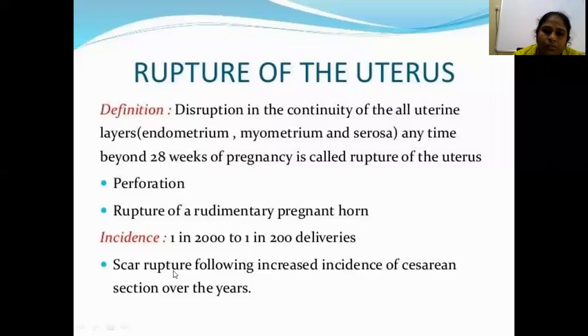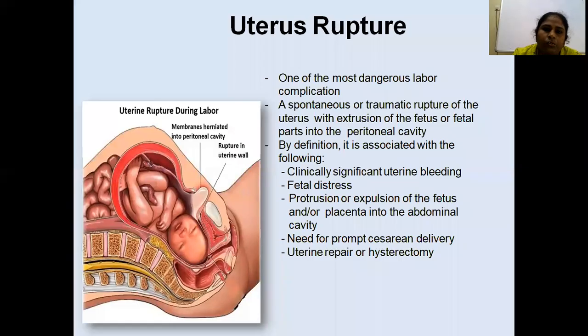Usually scar ruptures, that is cesarean scar: in the previous pregnancy she has undergone a cesarean, so there will be a scar over the uterus that ruptures in the next pregnancy, that is called scar rupture. Nowadays, because of the increased incidence of cesarean sections, the incidence of scar rupture has increased. So uterine rupture is a very dangerous labor, the most dangerous labor complication. It can be spontaneous or traumatic with extrusion of the fetus or the fetal parts into the peritoneal cavity.